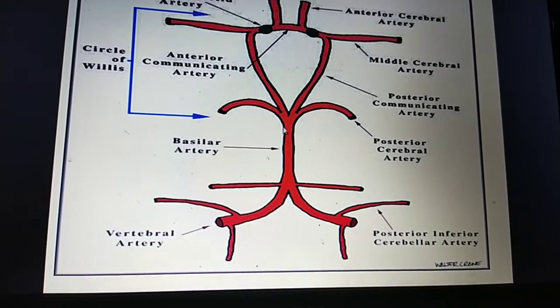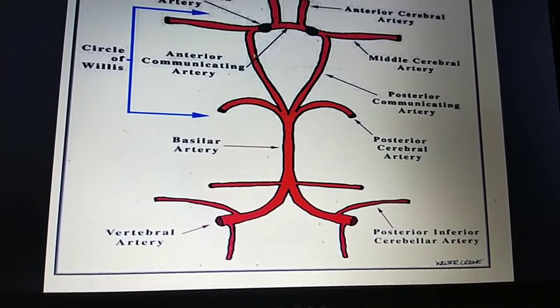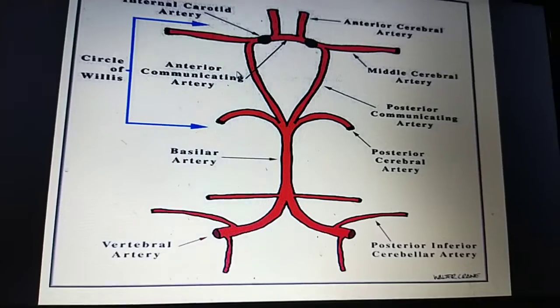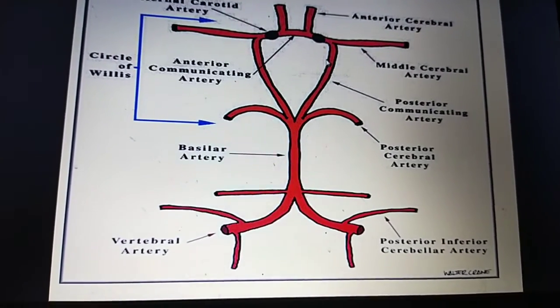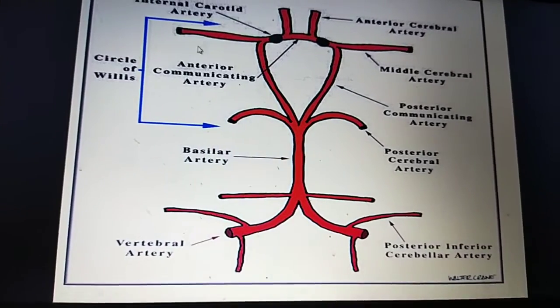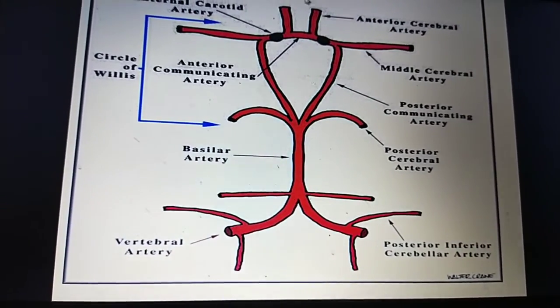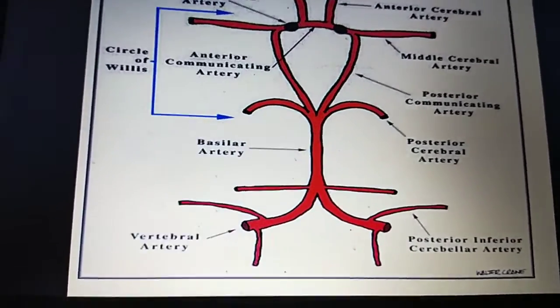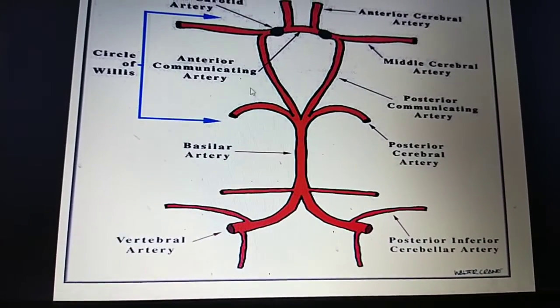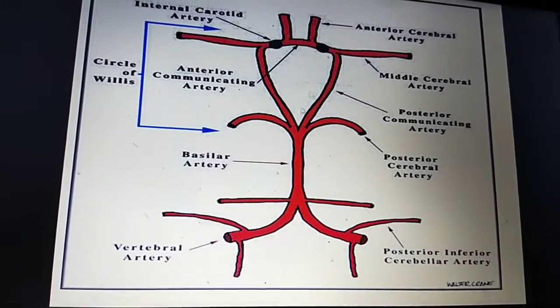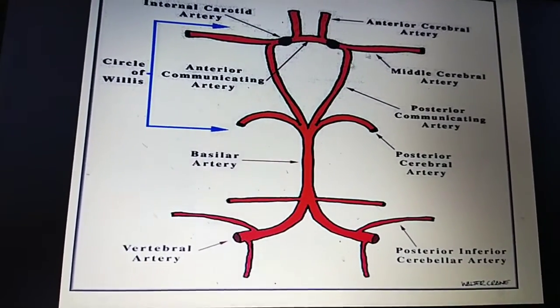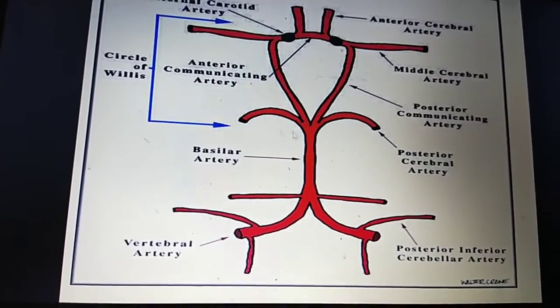This is the circle of Willis. If any bleeding starts from here, nothing will help. The whole cerebrum will become ischemic, or if there is any clot in this circle of Willis, the patient will suffer badly from ischemia or infarction. This is a very important anatomical space present at the base of the skull. This is the circle of Willis.